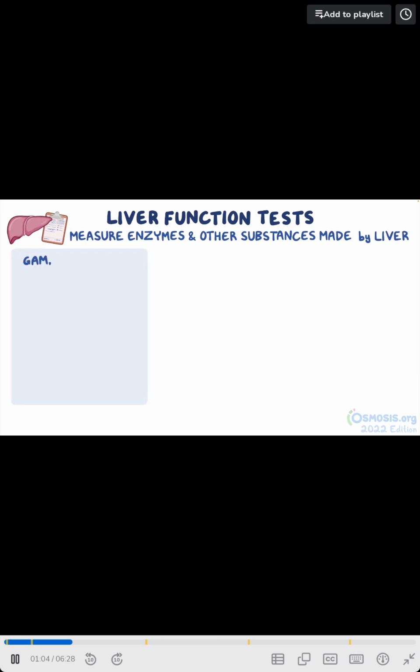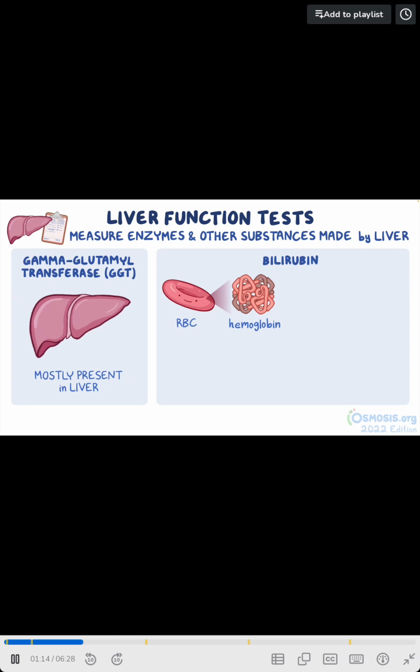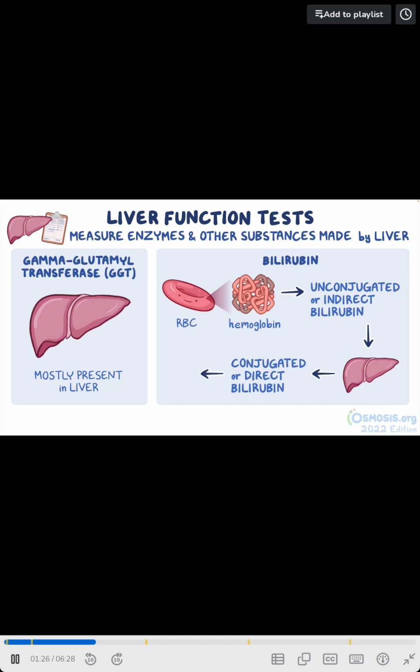Another enzyme is gamma-glutamyl transferase, or GGT, which is mostly present in the liver. Finally, there's bilirubin, which is a product of the breakdown of hemoglobin found in red blood cells. This type of bilirubin is referred to as unconjugated or indirect bilirubin. Once it reaches the liver, bilirubin is converted into conjugated or direct bilirubin and eliminated through the bile. Total bilirubin is a measurement of both conjugated and unconjugated bilirubin.